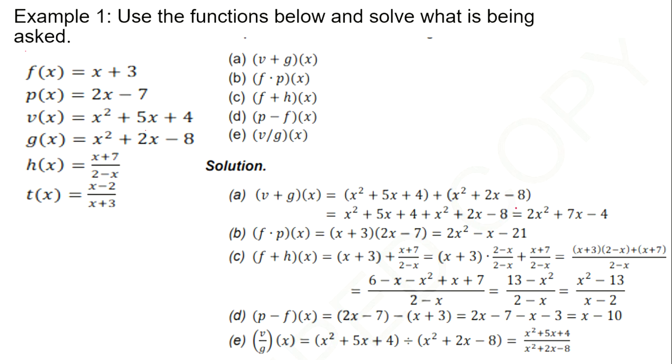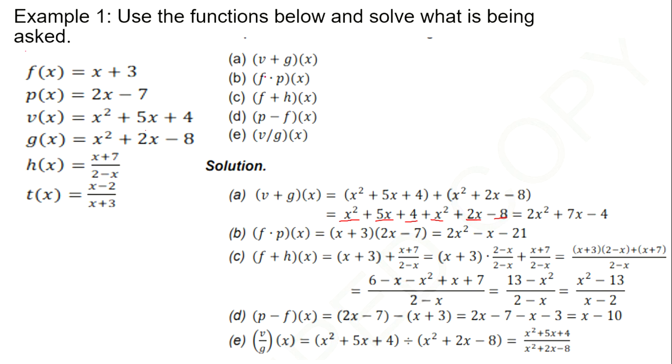The next step is to remove the grouping symbols. Again, we can combine like terms. x squared plus x squared is simply 2x squared. 5x plus 2x is 7x. Then the constant terms, 4 minus 8, is negative 4. So the value of (b plus g)(x) is simply 2x squared plus 7x minus 4.